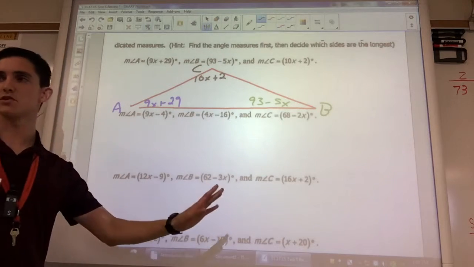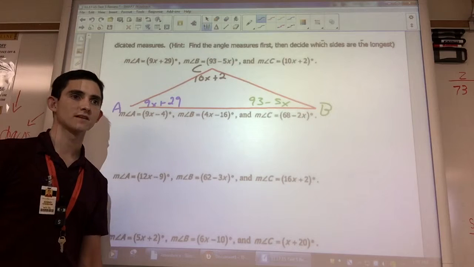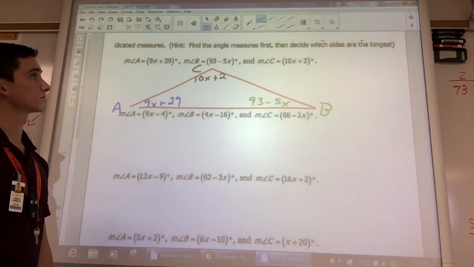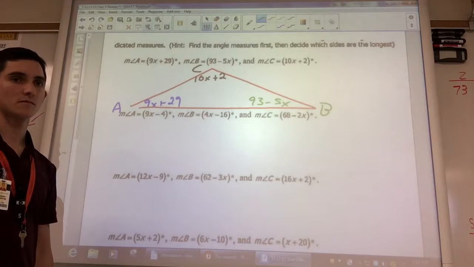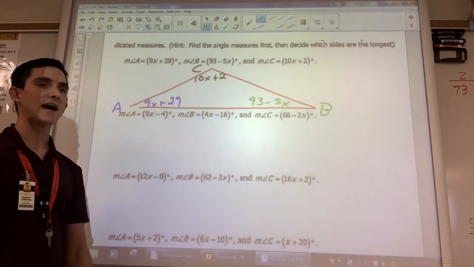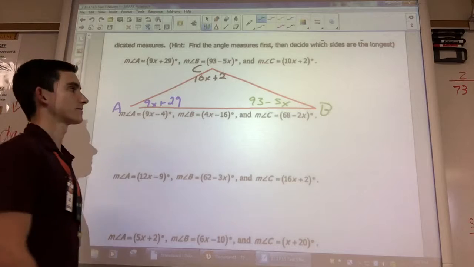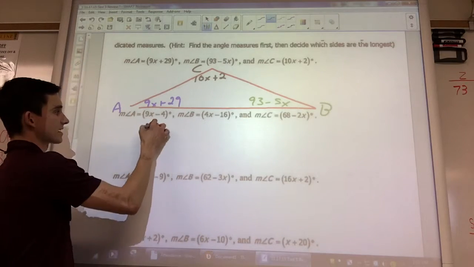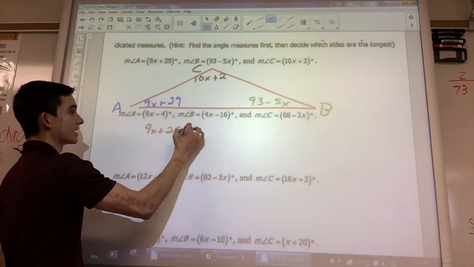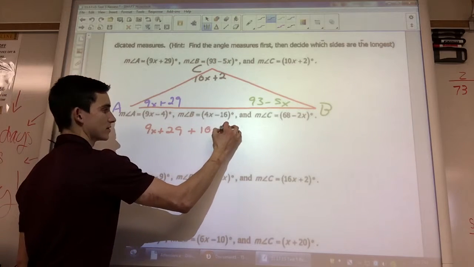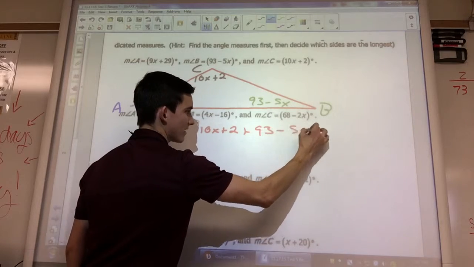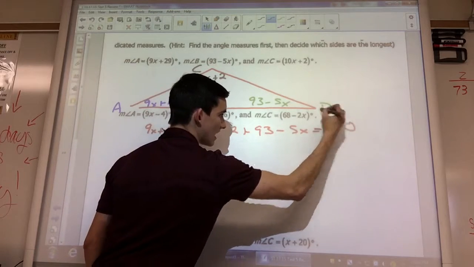Everybody's good so far? To actually solve this, what's the first thing I'm going to have to do? All of them added together equals 180. Exactly. So we need to take 9x plus 29 plus 10x plus 2 plus 93 minus 5x. All that equals 180.